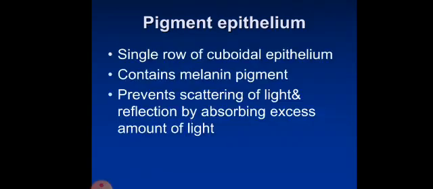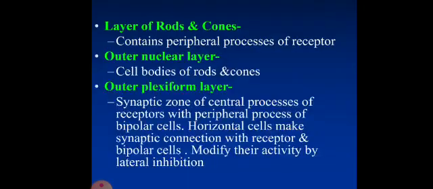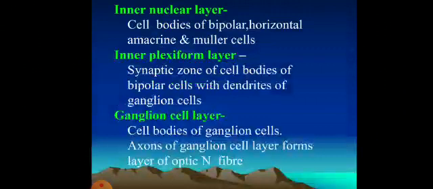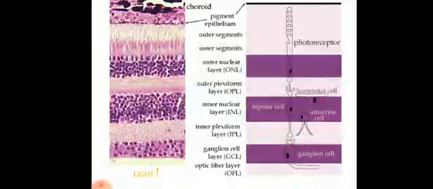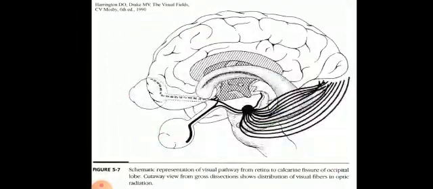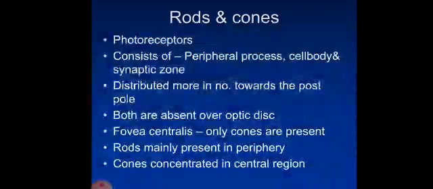I have appended all that I have told you in points under pigment epithelium, layers of rods and cones, the outer nuclear layer, the outer plexiform layer, inner nuclear layer, inner plexiform layer, the ganglion cell layer. This is the same picture, where the light falls and how it looks in darkness. I think we can just skip these figures.